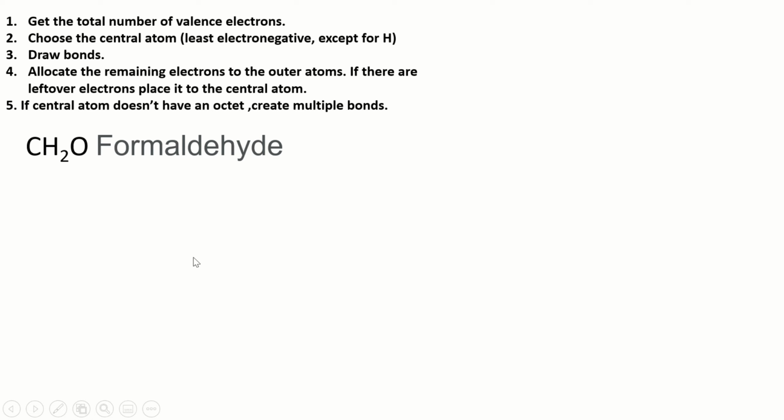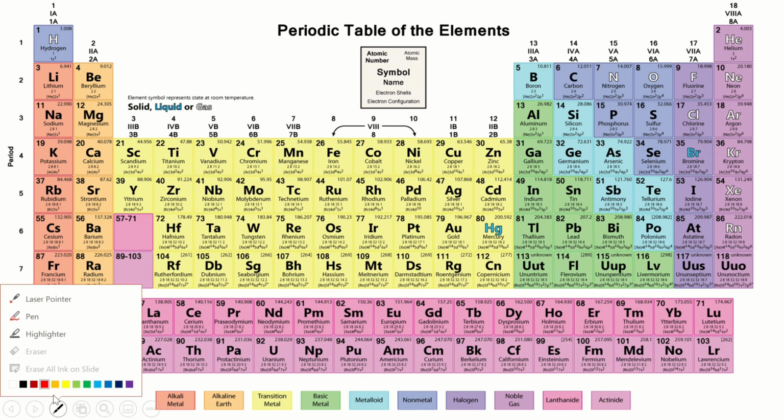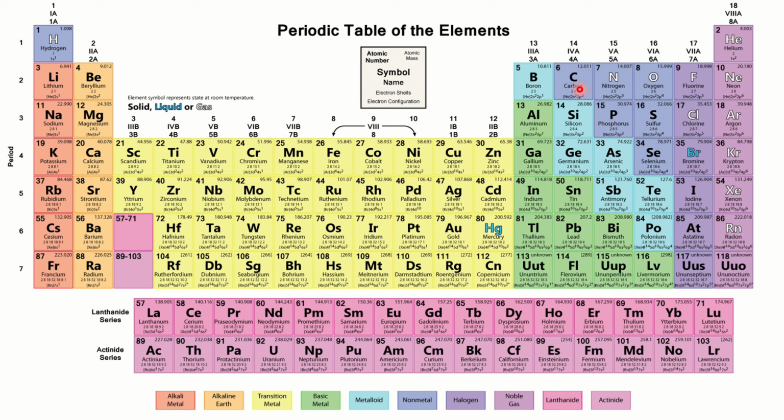We have here formaldehyde. Same process, we're going to get the total number of valence electrons. We have here carbon, hydrogen, and oxygen. We have to identify first the group number so we can determine the valence electrons. The group number of carbon is 14. The group number of hydrogen is 1. And the group number of oxygen is 16.